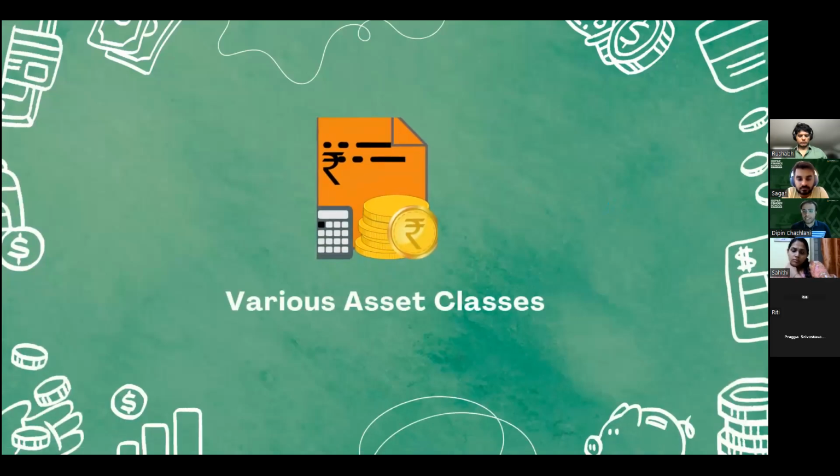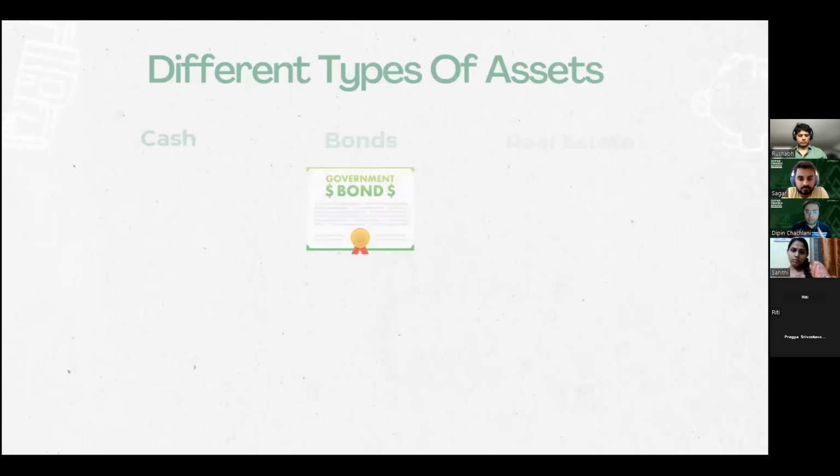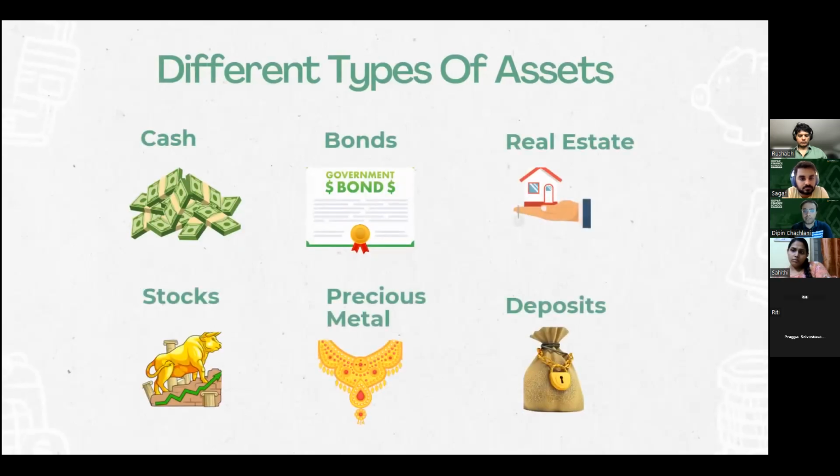So, various asset classes. Friends, we'll be studying asset classes for the next 10-15 minutes. So cash, bonds, real estate, stocks, precious metals, be it gold, silver, and deposits. These are some of the asset classes that we have all heard of or seen, right? So first is obviously your stocks.